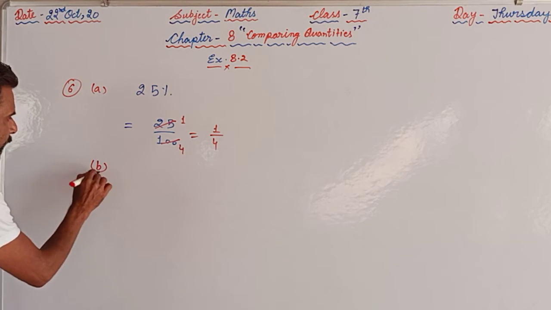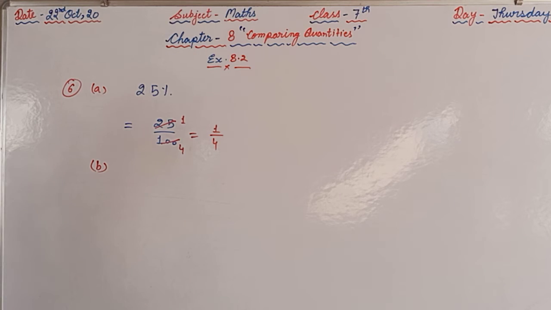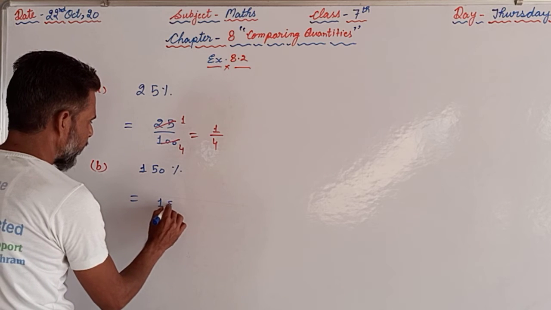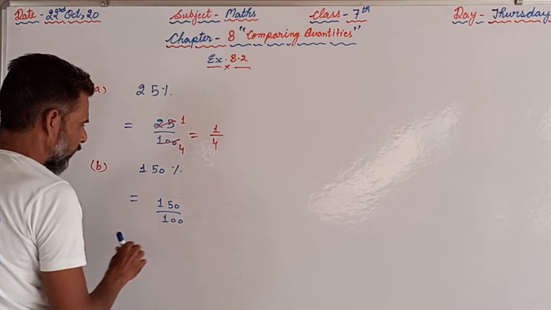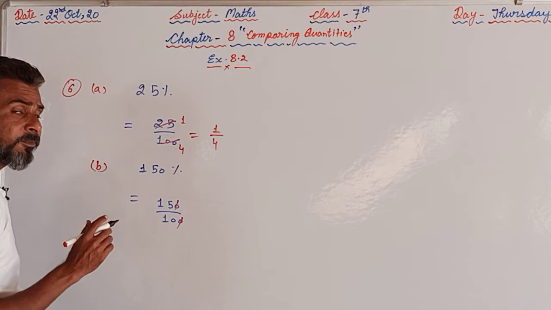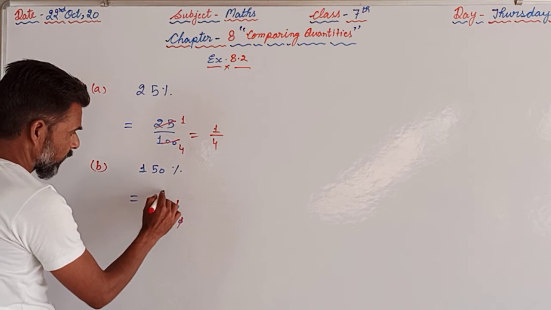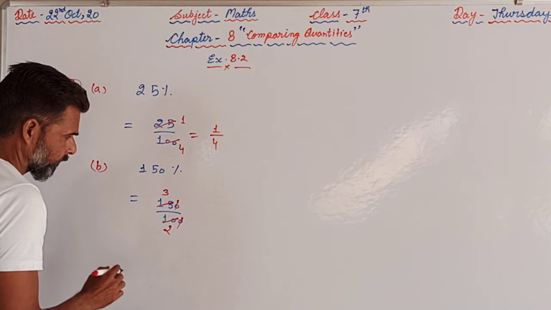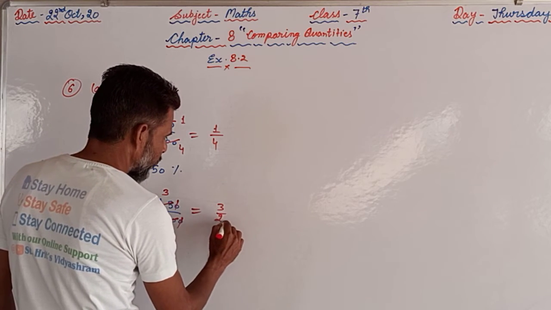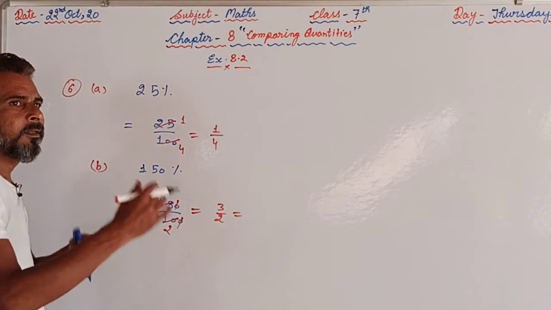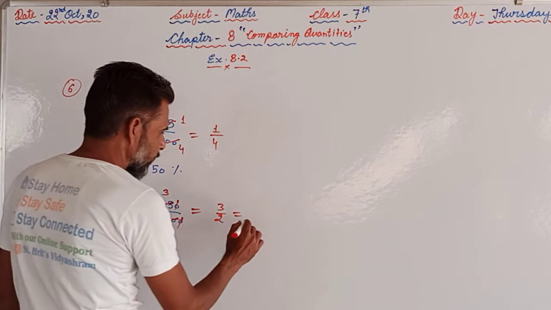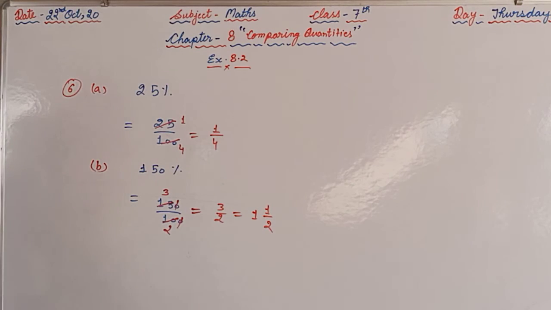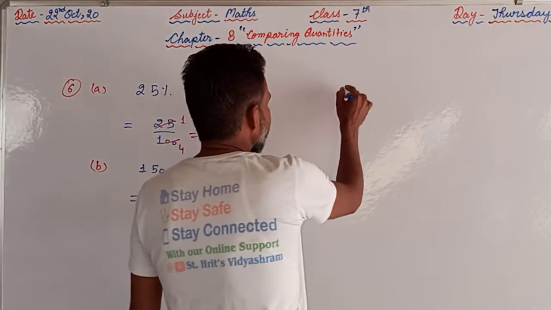At the same time, the B part is 150%. 150% means 150 out of 100. So 0 cancel out. Percentage means out of 100. 0 cancel out 0. 5 3 is 15 and 5 2 is 10 means 3 upon 2, or this is the improper fraction. So we can change that into mixed fraction, that will become 1 and a half. At the same time, if 20% is there, that is the C part.